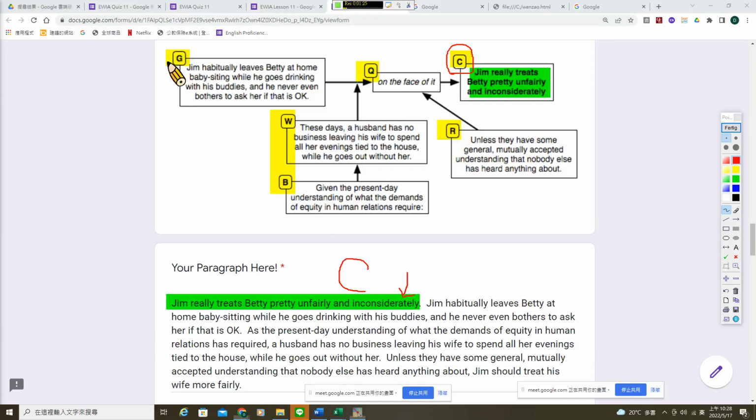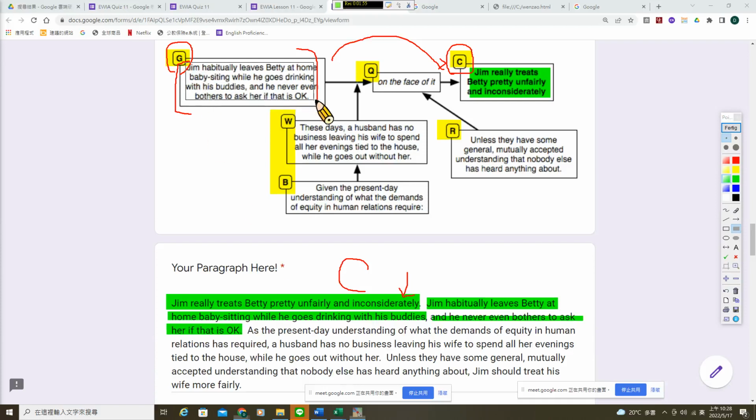Then you need to provide the grounds. This is the grounds to support your claim. Let's see, the ground is here. Jim habitually leaves Betty at home babysitting while he goes drinking with his buddies, and he never even bothers to ask her if that is okay. So we see the segment of the ground is here, and we've put this followed with the claim. So here is the claim.